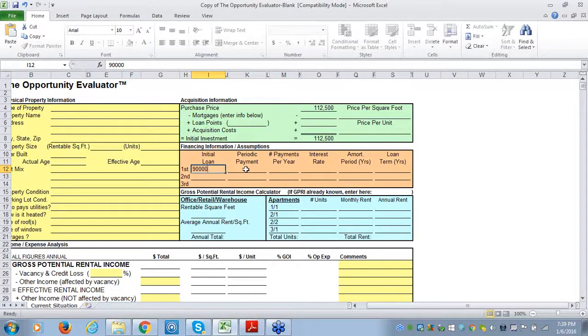Okay. Now number of payments per year? Say 12. Interest rate. Do you know what your interest rate is? I just got a loan at 3.75 for my house. 3.75. This is for an investor. Yeah, okay, we can do that. Amortization period in years. Do you want to say 30 years, 20 years, 15? Do 30. 30 years, okay.